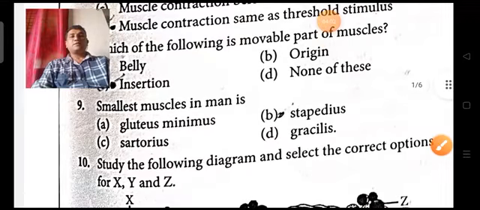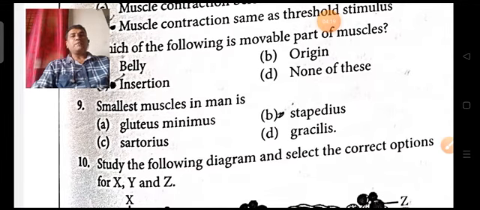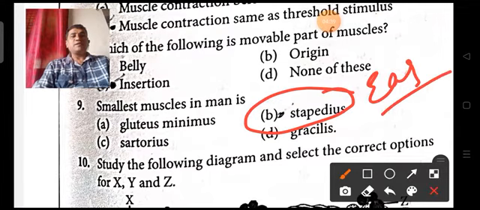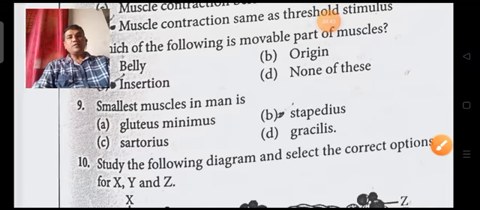Next, the smallest muscle in the human body. The smallest bones are malleus, incus, stapes. Stapes is the smallest bone, and the gluteus maximus is the biggest muscle. Serratus is also a type of muscle, and the stapedius is the smallest muscle in the human body, which is present in the ear near the stapes bone.